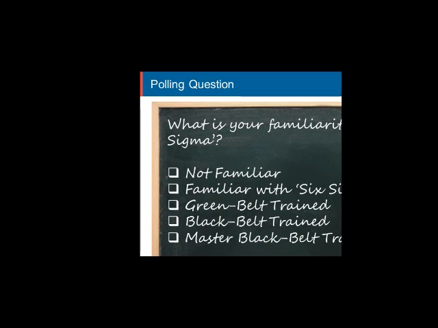It looks like about 11% of the people on the phone are not familiar with it at all. 33% of you said that you at least heard of it or know a little bit about Six Sigma. Nice to see that over half of you are green belts, and the 6% of the black belts, I'm a little nervous that you're going to technically correct me as we go here, so be easy on me today. All right, let's start off.